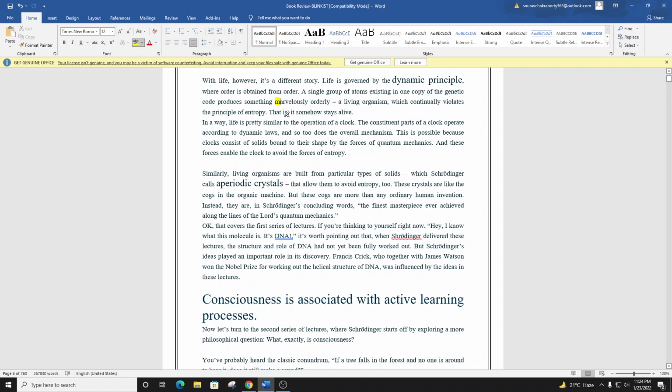In a way, life is pretty similar to the operation of a clock. The constituent parts of a clock operate according to dynamic laws, and so too does the overall mechanism. This is possible because clocks consist of solids bound to their shape by the forces of quantum mechanics, and these forces enable the clock to avoid the forces of entropy.